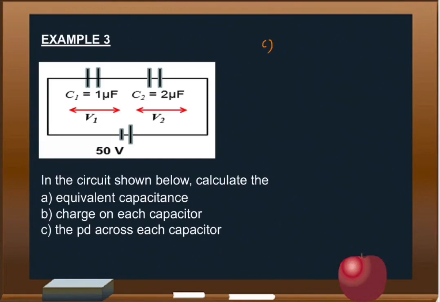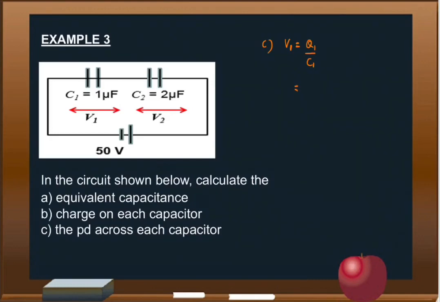And then for C, we want to find the potential difference across each capacitor. For capacitors which are connected in series, the potential difference for each capacitor will be different. So we have to find the potential difference individually. We want to find the potential difference across capacitor 1 first. So we use the formula V1 is equal to Q1 over C1.